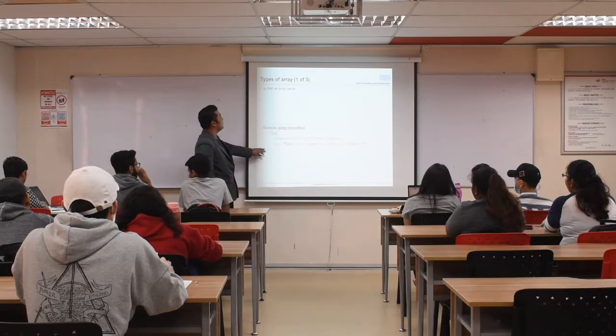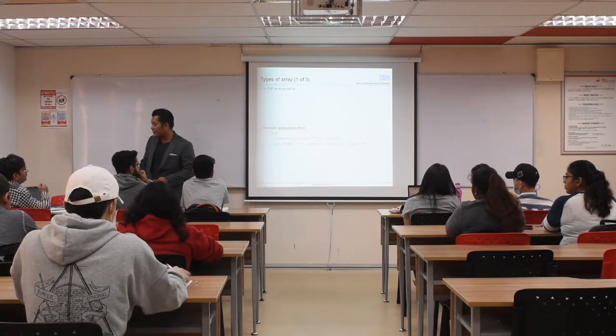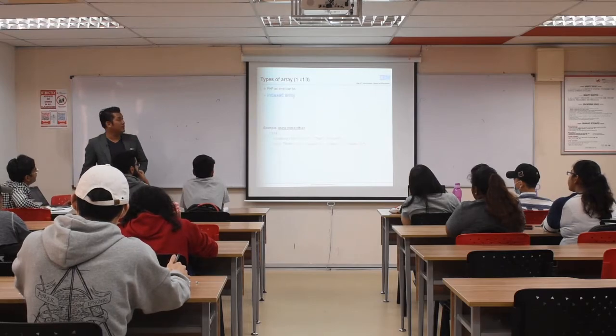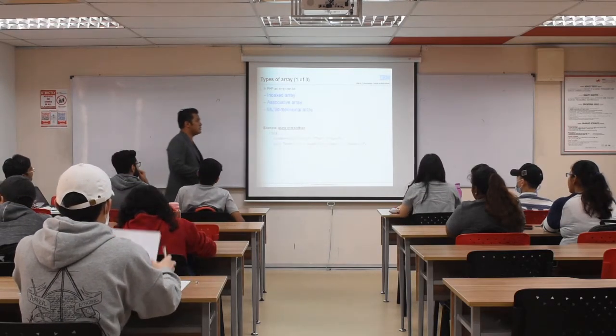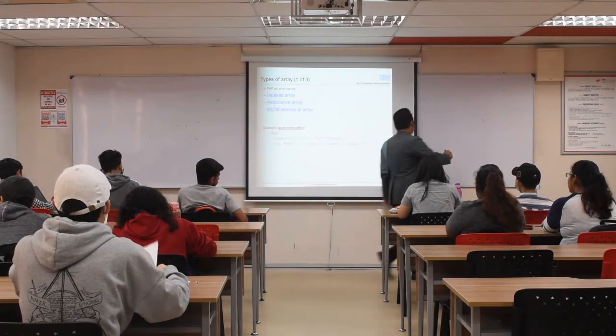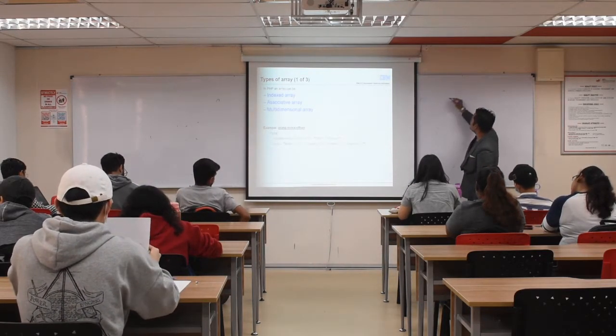Types of an array, right? In PHP, an array can be of three types. The first one is an index array. The second one is an associative array. The third one is going to be a multi-dimensional array. Okay, so an index array is a normal array that you have.